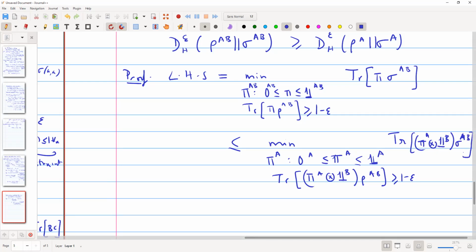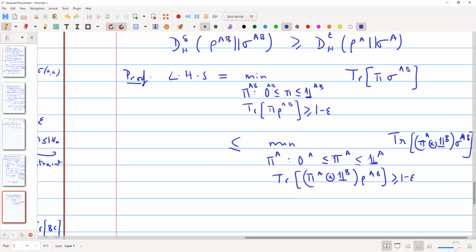Right? Okay, so what I'm saying is that up here, I was optimizing over all pi AB satisfying these constraints. But now I'm optimizing over a smaller set. I'm reducing my feasible set. So I'm optimizing over pi ABs that are of the form pi A tensor identity. That's basically what I'm doing. They have the form pi A tensor identity. Pi A satisfies these operator inequalities.